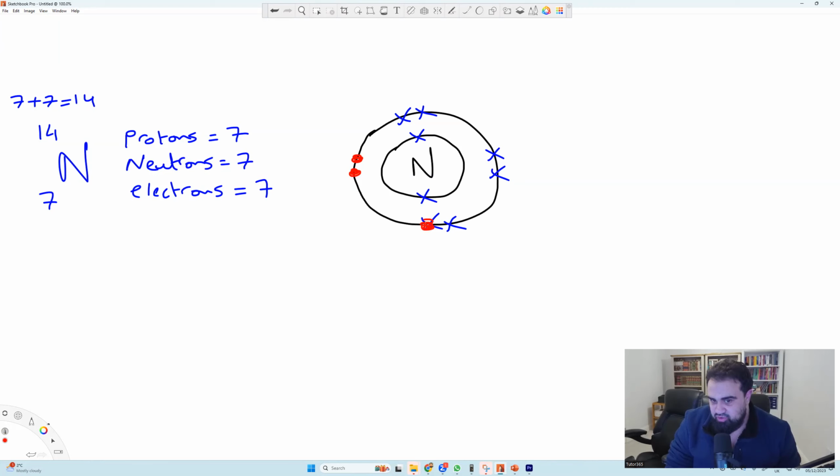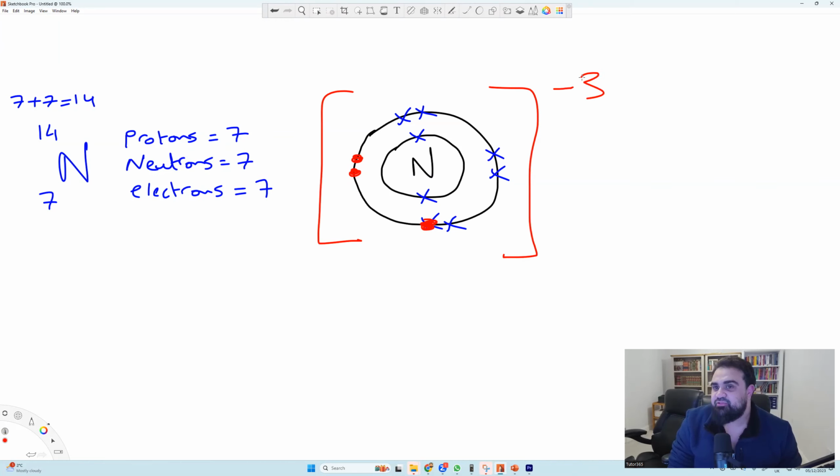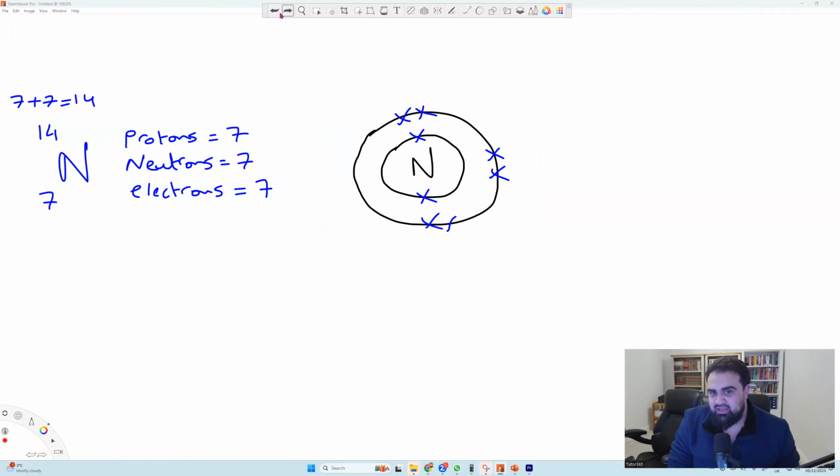Do you understand? Sorry, earlier I accidentally drew too many electrons here. So it should have only been 5 in the outermost shell. So because it's gained 3 electrons, it becomes a -3 ion, because it's gained 3 electrons. So now it has a full outermost shell.